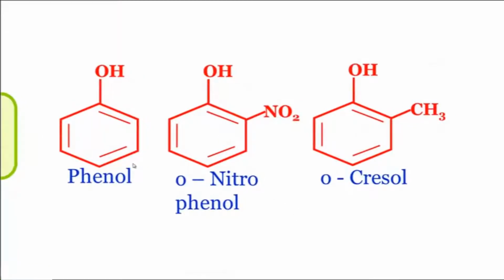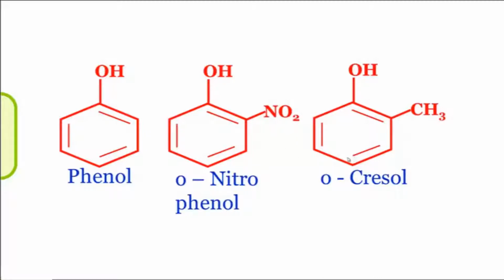The first example, as we can see here, is the simple phenol, hydroxybenzene, wherein benzene ring is linked with only one OH group. In the second example, to the same phenol structure, in the ortho position, that means second carbon atom position, a nitro group has got linked. Therefore, this structure is called orthonitrophenol. What will be the molecular formula of orthonitrophenol? C6H4OH, and in the ortho position NO2.